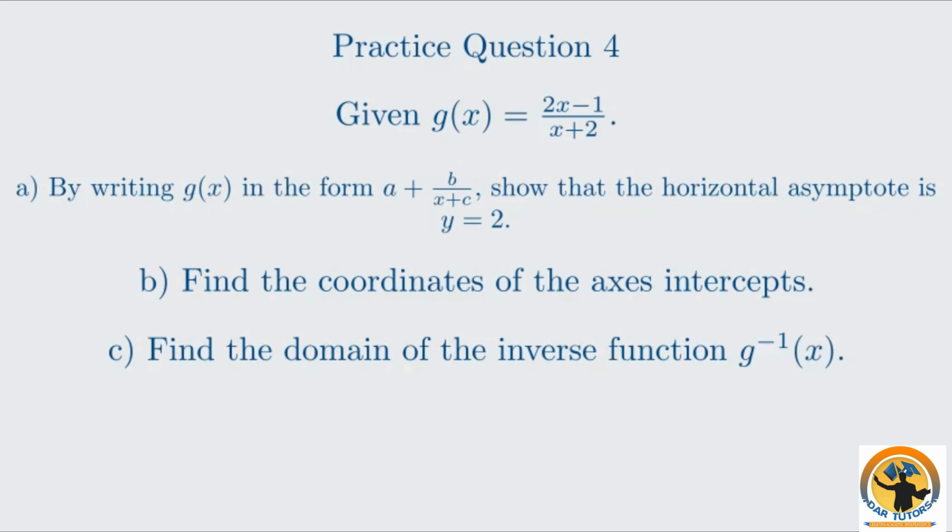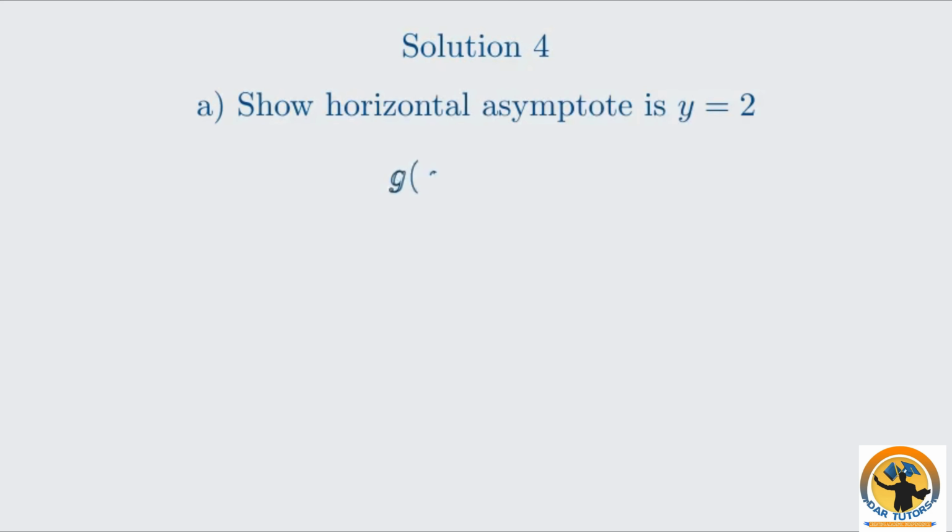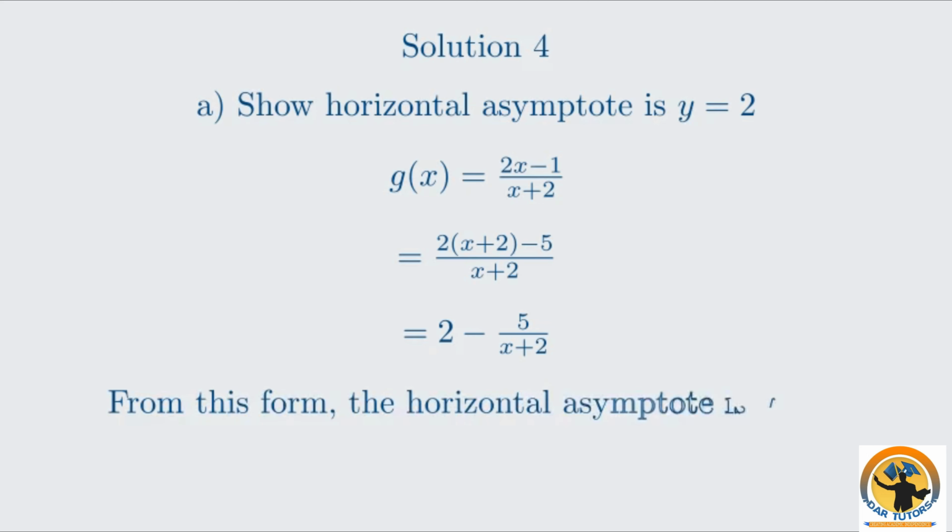Part A requires the rearrangement into standard form. Let's review the solution for question 4. For part A, we need to show the horizontal asymptote is at y equals 2. We rewrite the numerator. We can write 2x minus 1 as 2 times the denominator, x plus 2, minus 5. Splitting this fraction gives us 2 minus 5 over x plus 2. From this standard form, we can clearly see that the horizontal asymptote is at y equals the constant term, which is 2.